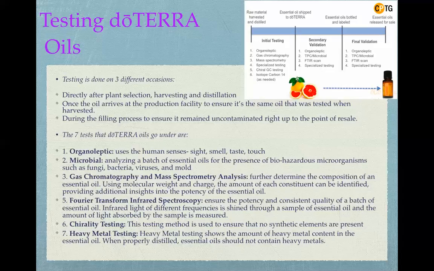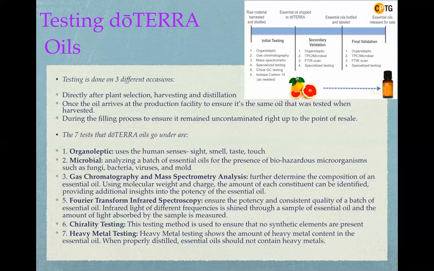Then Fourier transform infrared spectroscopy. I don't even know who can say these words, but that is another one of the testing that it goes under, which ensures the potency and consistent quality of the batch of oil. So an infrared light will go through the oil in different frequencies, and the amount of light absorbed by the sample is measured, and that's how it can ensure that potency and consistency of the oils.